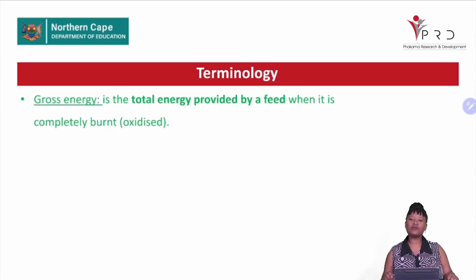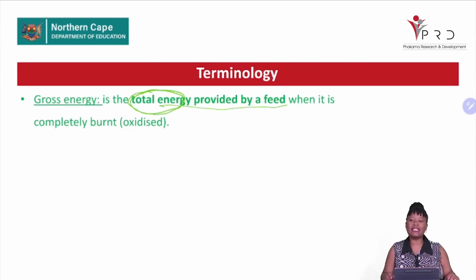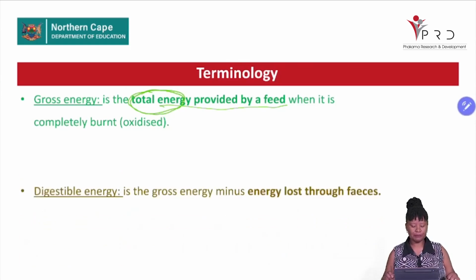Among the terms that you are going to be assessed on in your examinations, you need to understand the term gross energy. When we talk of gross energy, we are referring to the total energy provided by the feed when it is completely burnt, which means when it is oxidized. So we are talking about gross energy in totality on that feed you are going to give to the animal.